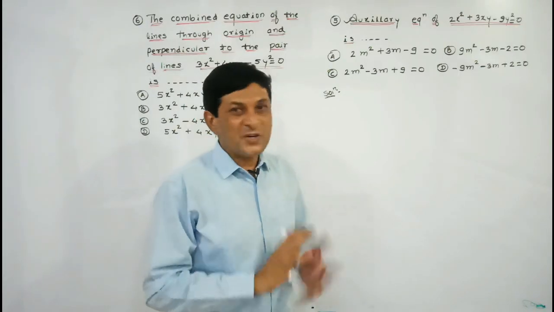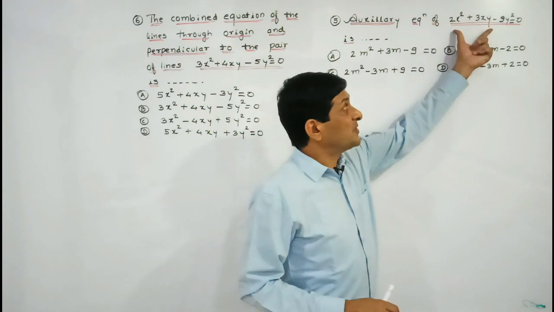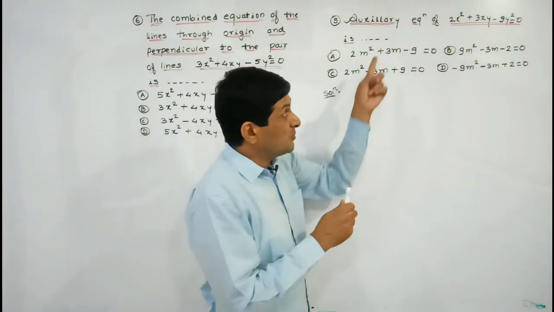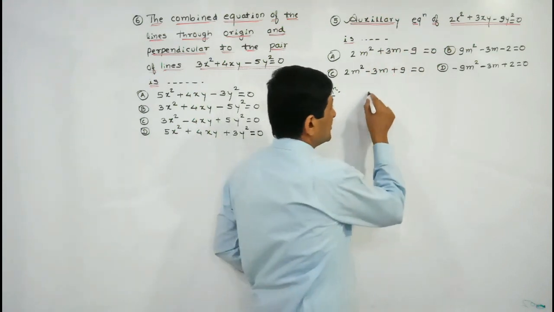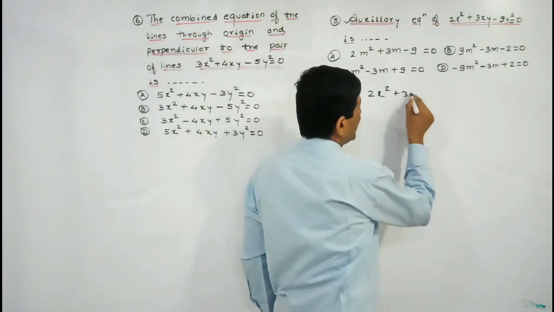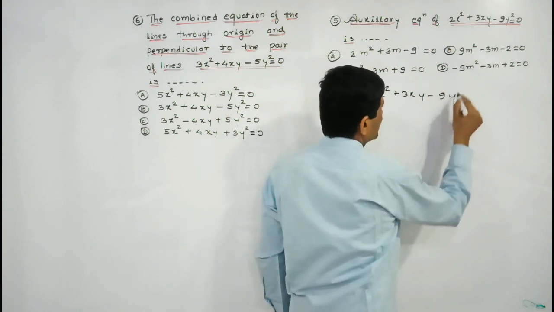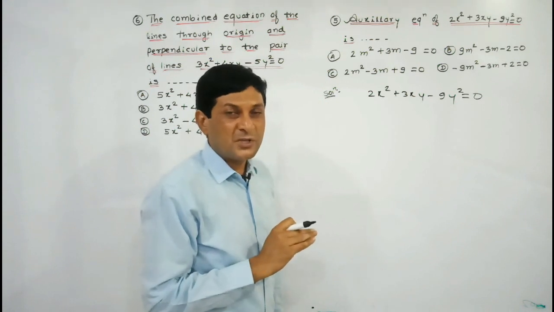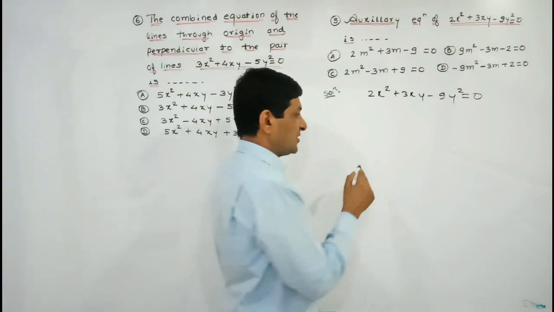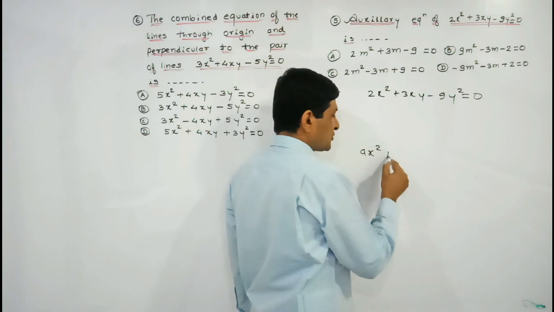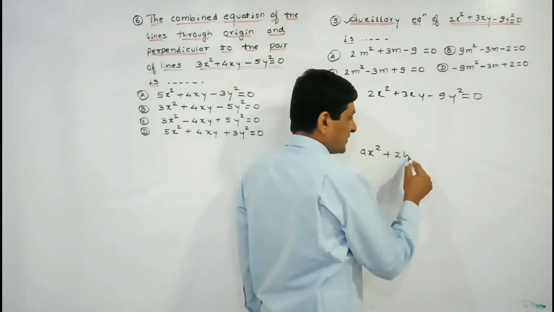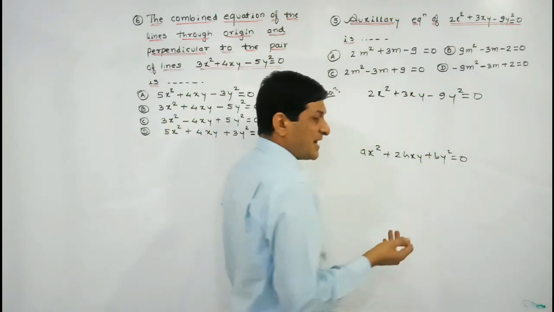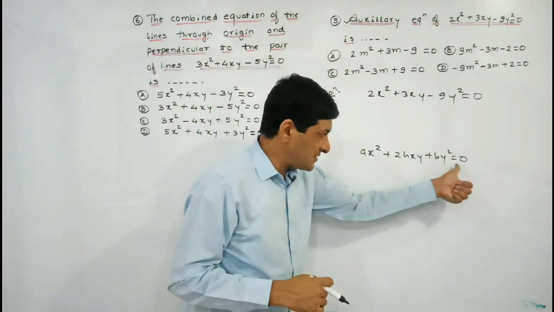Now see in question number 5, one homogeneous equation is given to us and we have to find out its auxiliary equation. So what is the given homogeneous equation? 2x square plus 3xy minus 9y square is equal to 0. Already we have studied a method to find out the auxiliary equation of a homogeneous equation. We know that a homogeneous equation in standard form can be written as ax square plus 2hxy plus by square is equal to 0. And while writing its auxiliary equation, we have to start from the back.